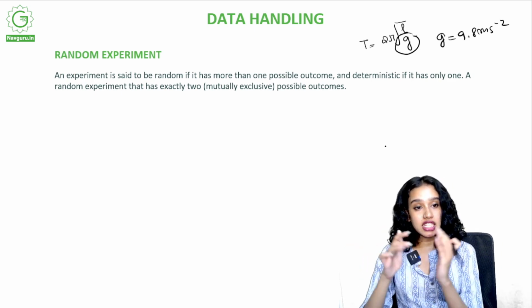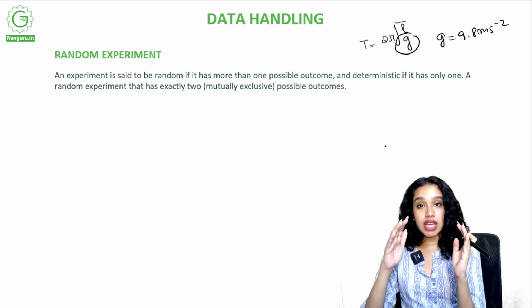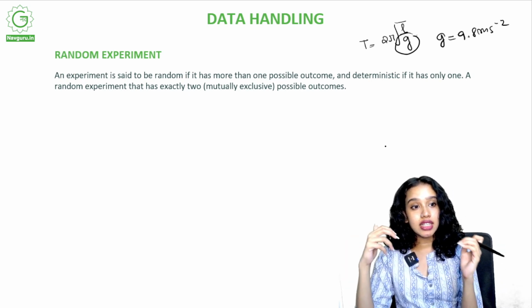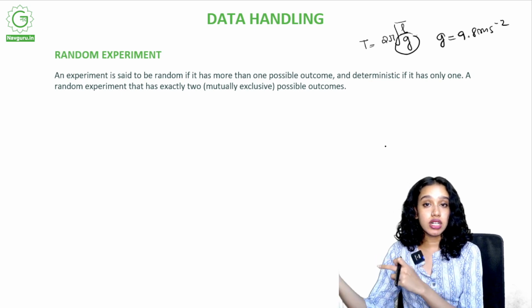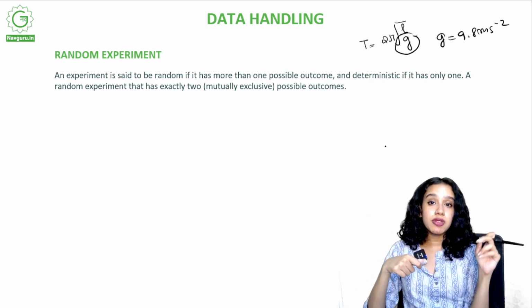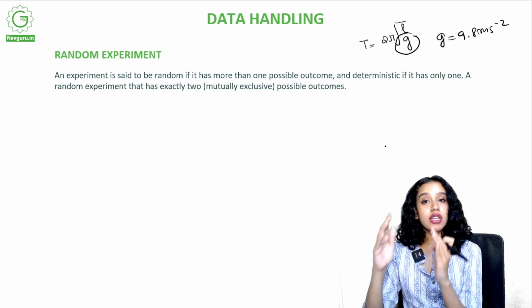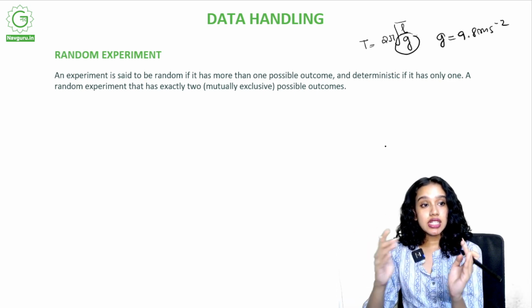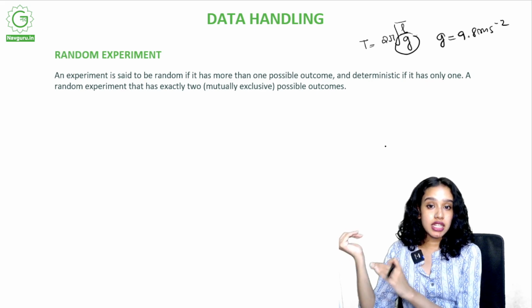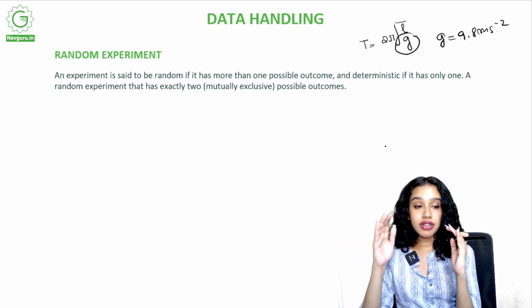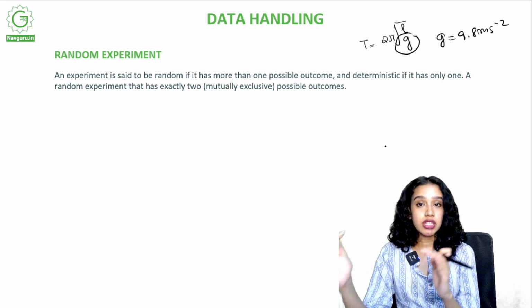Now, this is an experiment. We have an experiment when you go to a physics lab: to find the acceleration due to gravity of Earth by doing the simple pendulum experiment. So this experiment has only one outcome, which is g is equal to 9.8 meters per second squared in an ideal way, right? If an experiment has one outcome, it's called deterministic.